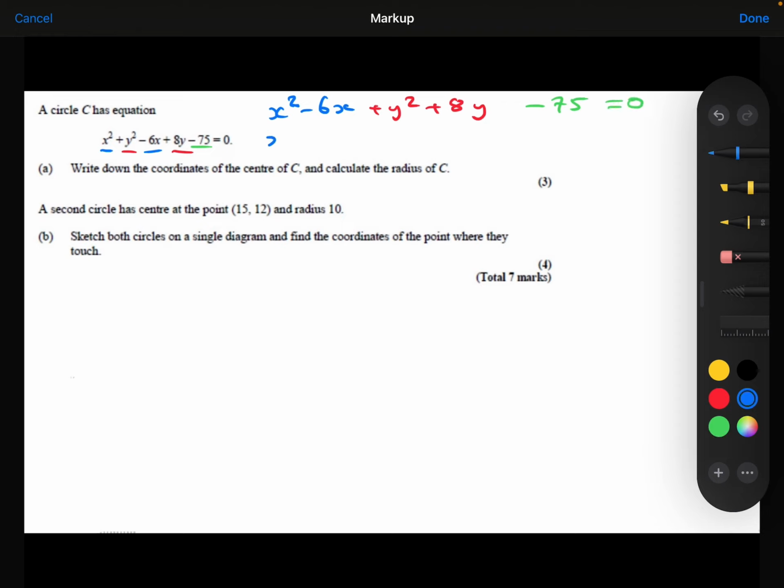So completing the square on the x terms, I'll half the 6 and take away that 3 squared. Now doing the same thing to the y terms, I'm going to half the 8 and take away that 4 squared.